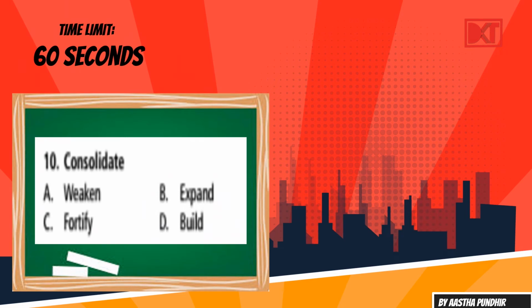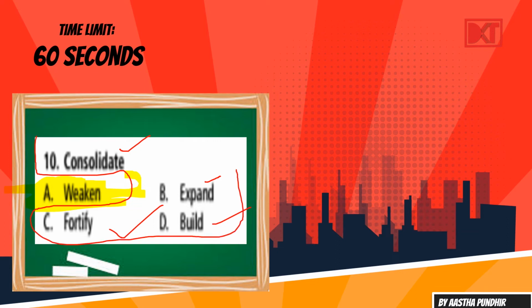Okay, here we have consolidate. The options are weaken, expand, fortify and build. Consolidate, the antonym, the word which means the opposite, is weaken. Weaken, as its name suggests, means a weakening of something, like reduction of its strength, of its value, decreasing it, whereas consolidating something, bringing it together, expanding, build, fortify, all these refer to bringing something together, building it, improving it, increasing it. So all these are synonyms.